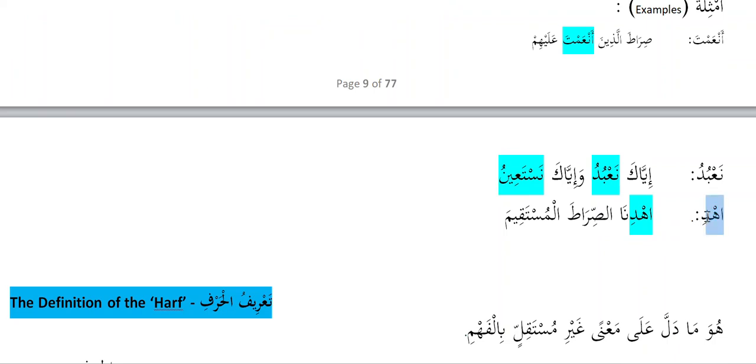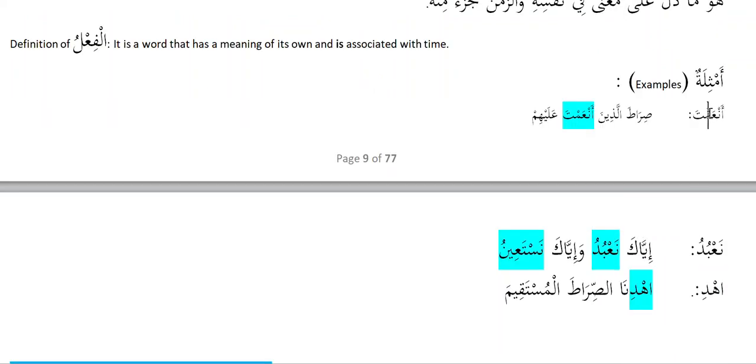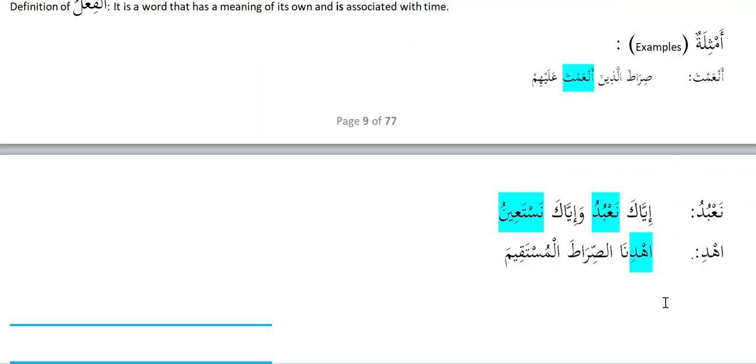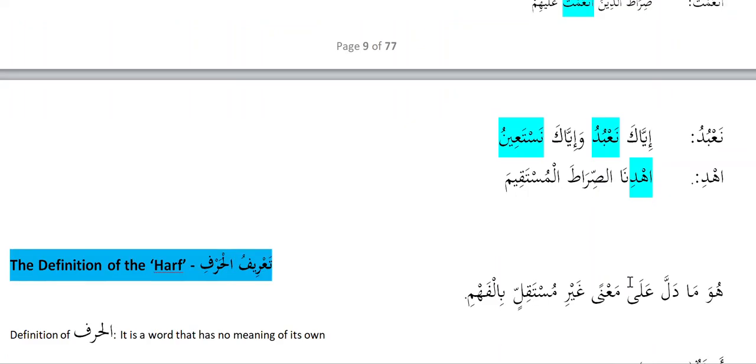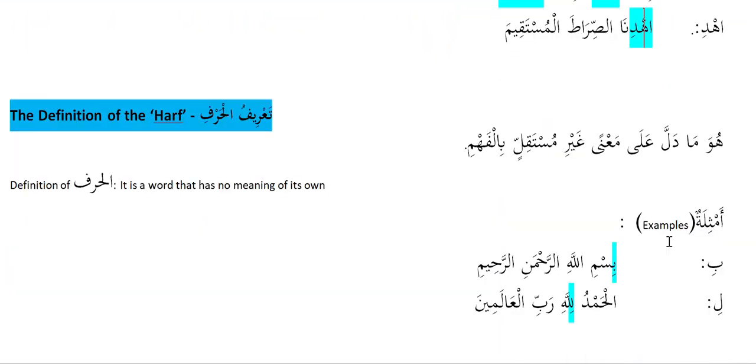Ihdi, guide, that's an imperative. So this is past tense, present tense, and this is the imperative. Ihdina siratal mustaqima, guide us to and along the straight path. Guide is, we say command, but really, because it's addressed to God, we don't command Him. We call it dua, it's a supplication. But from a linguistic perspective, it's the command or imperative form of the verb. So those are examples of al-fi'lu.